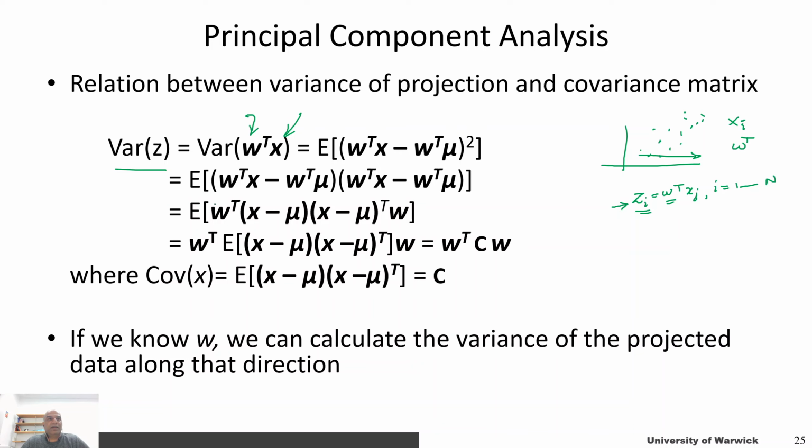And that is what we are going to work out right now: a mathematical formula that essentially gives us a way of calculating how much variance we have if I project my data along this W. And because the formula that we are going to get is going to be really simple, it's going to accelerate the calculation of the direction of maximum variance. So we wouldn't need to use that naive method that we just talked about.